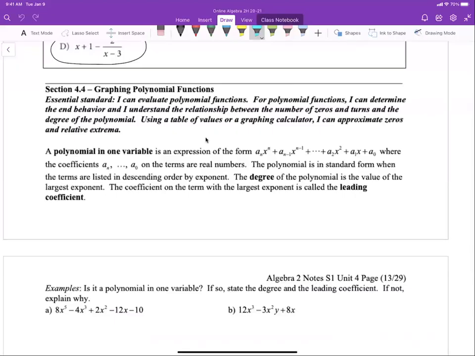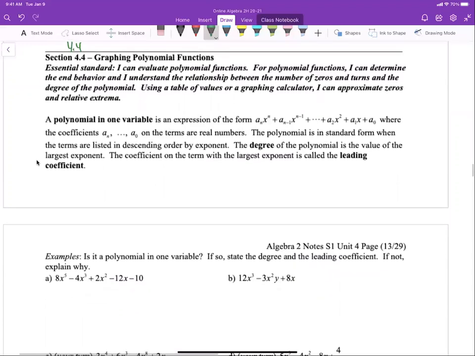Okay, this is our lecture 4.4, and it is on graphing polynomial functions. The essential standard is I can evaluate polynomial functions. For polynomial functions, I can determine the end behavior and I understand the relationship between the number of zeros, the terms, and the degree of the polynomial. Those are the relationships, okay? The zeros, terms, and degree.